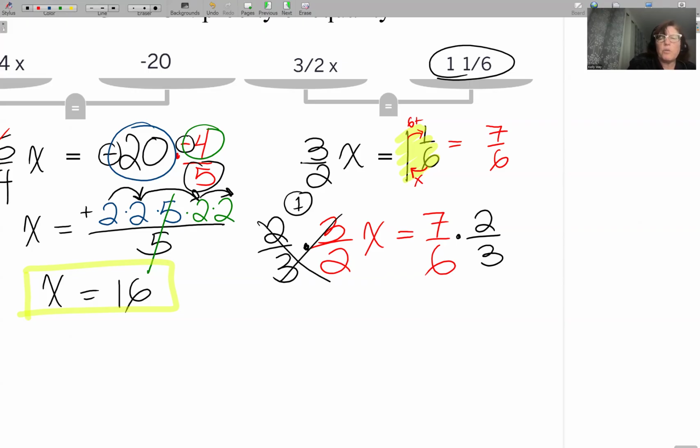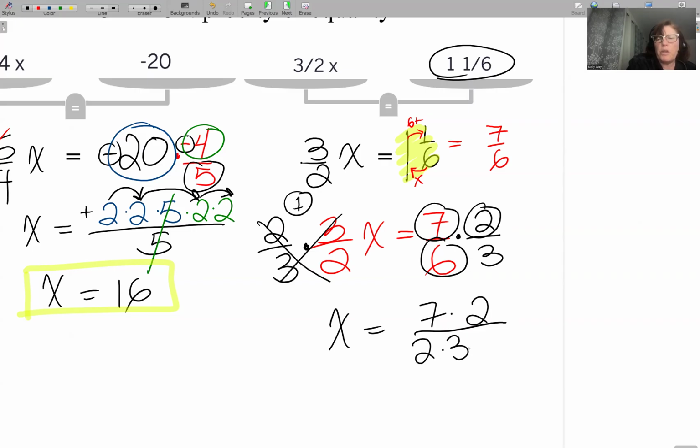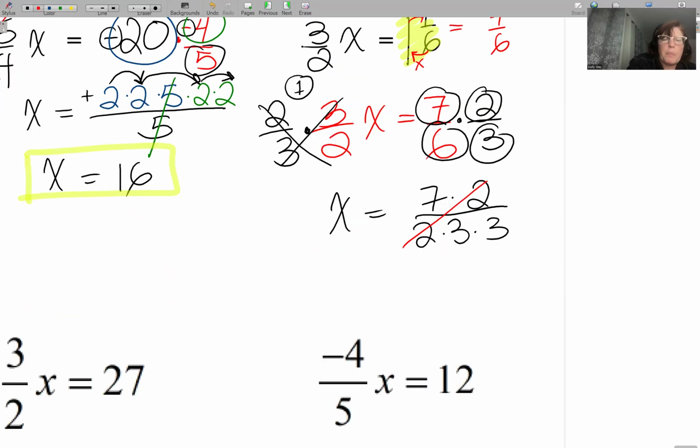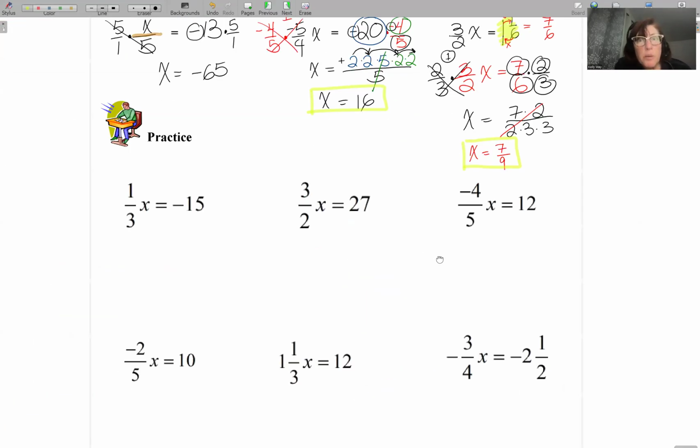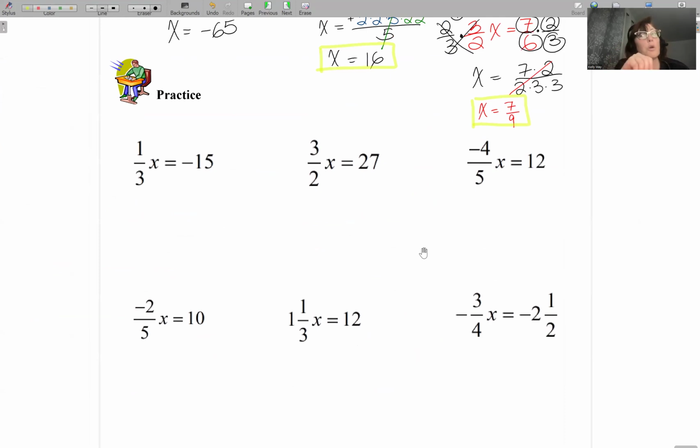This cancels to 1, so I have x equals. Now I'm going to prime factor. That is prime. That's prime. That's 2 times 3, and then that's prime. You clean it up here. That cancels. And x equals 7 over 9. Finish this page yourself. Get out of your seat and go check. Pause the video.